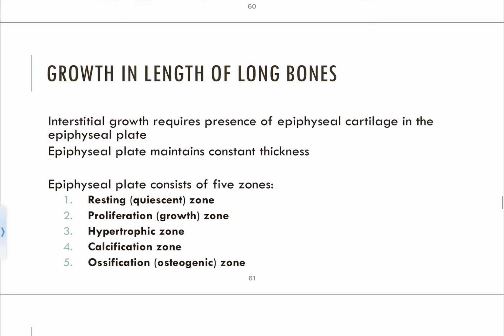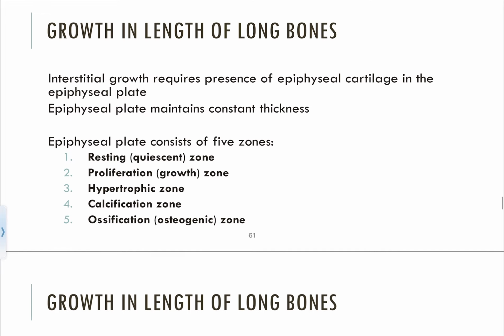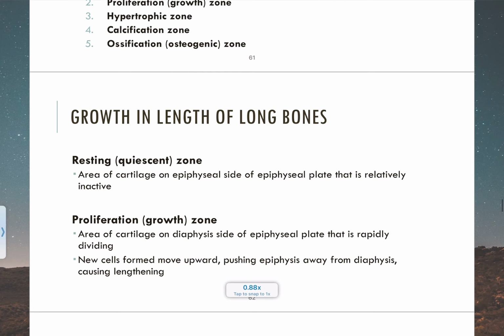So let's talk a little bit about growth in length, and what we're going to focus on is that epiphyseal plate, because that's where our cartilage is. So in order to build bone, we have to do it from cartilage, and our epiphyseal plate is cartilage. So we have 5 different zones within our epiphyseal plate. They're shown here, but I'm going to talk a little bit about each one coming up now.